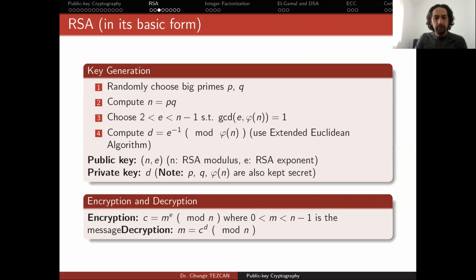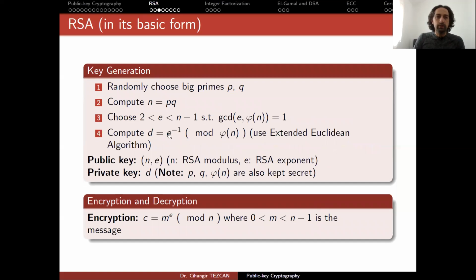And I need to mention one more thing here. I said that this is RSA in its basic form, so you might think about what is missing here. The missing thing is as follows. As you can see, if somebody wants to send me the message M, what they do is take the e power of it and send the ciphertext to me.